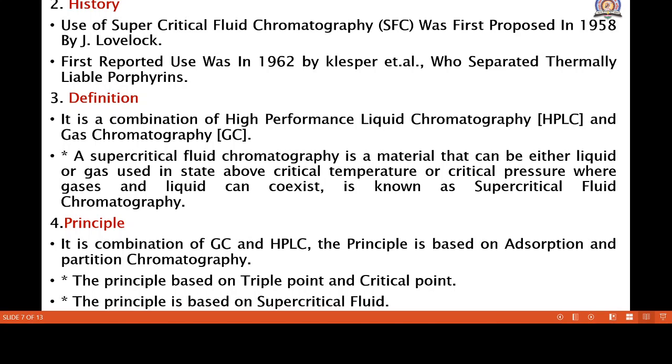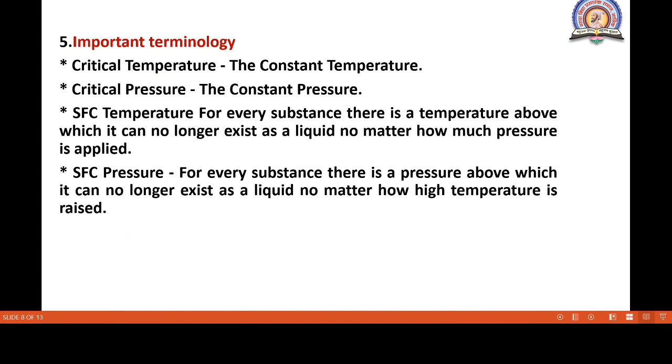Then the principle of this SFC: it is a combination of GC and HPLC. The principle is based on adsorption and partition chromatography. The principle is based on the triple point and critical point, and it is based on the supercritical fluid. Okay, so you have to remember the definition, principle and history of this SFC.